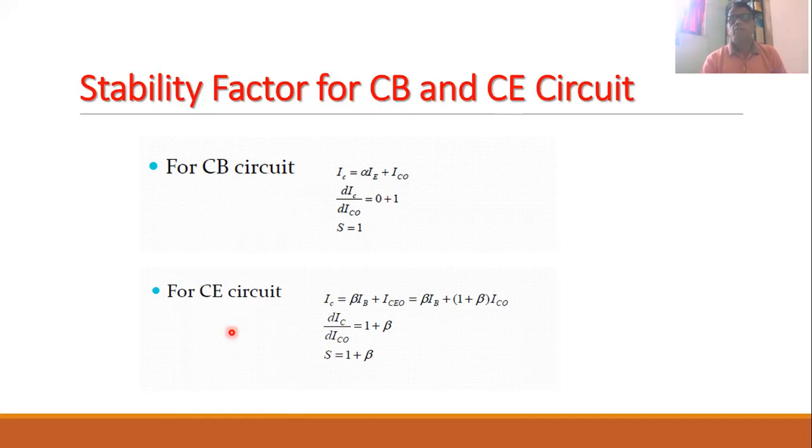So hopefully friends, you have understood some basic terminologies that are used in transistor biasing. If you have any questions in relation with this, then you can write to me or you can ask these questions in our oral discussion.